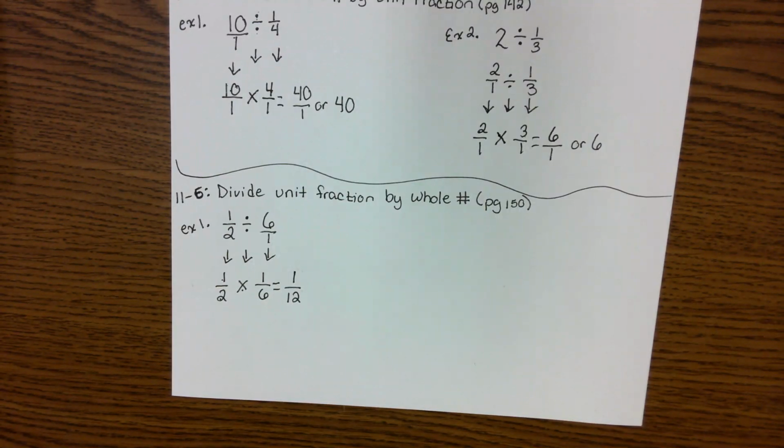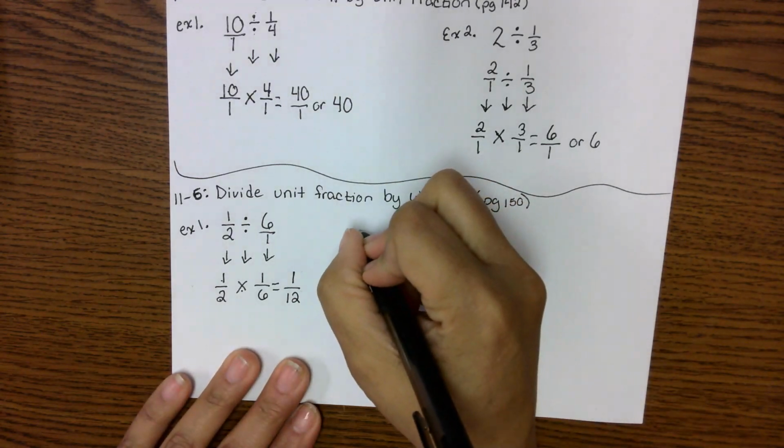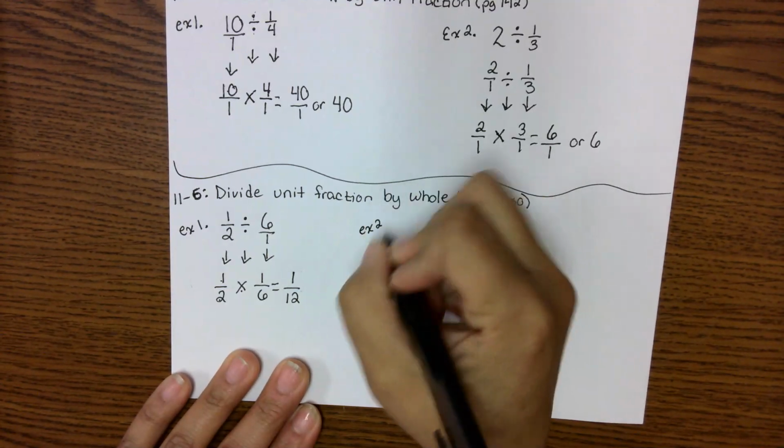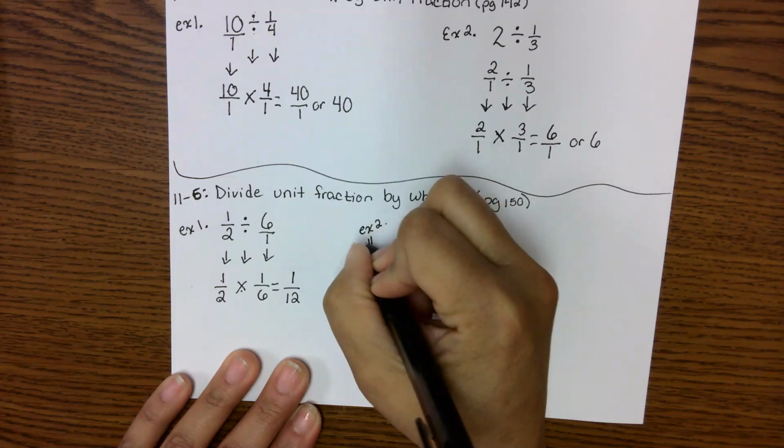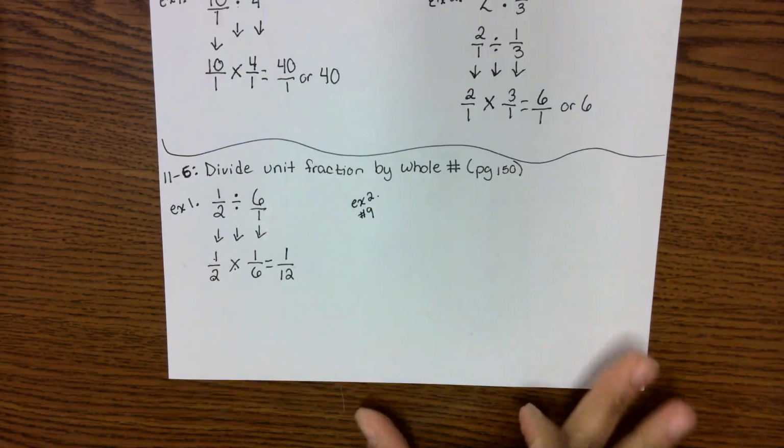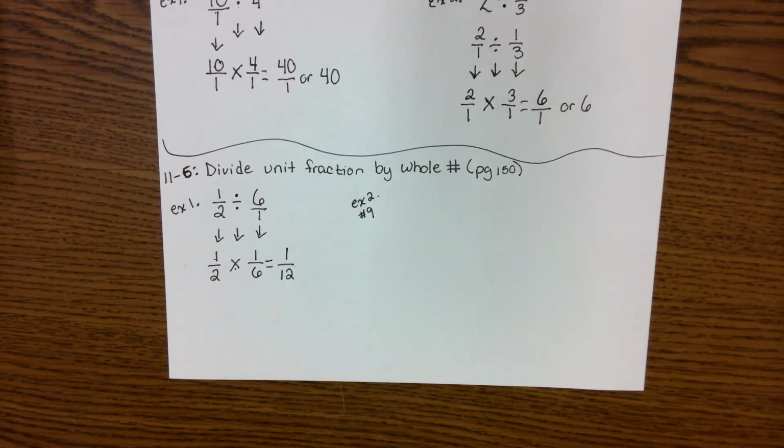Turn to page 151. Okay, we're going to do 2. Look at number 9. It says a garden has an area of 1/10 of an acre. What fraction of an acre is each of the 4 sections?